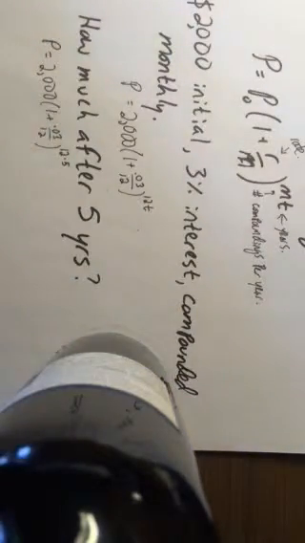Okay, so how much after 5 years? Well, where would my 5 go? My 5 would be years, so that'd be my t. So I'm going to get p equals 2,000 times 1 plus 0.03 over 12 to the 12 times 5. I'd probably use a calculator now and figure this out. So I would have however much left after those 5 years, but that's how we would set it up.